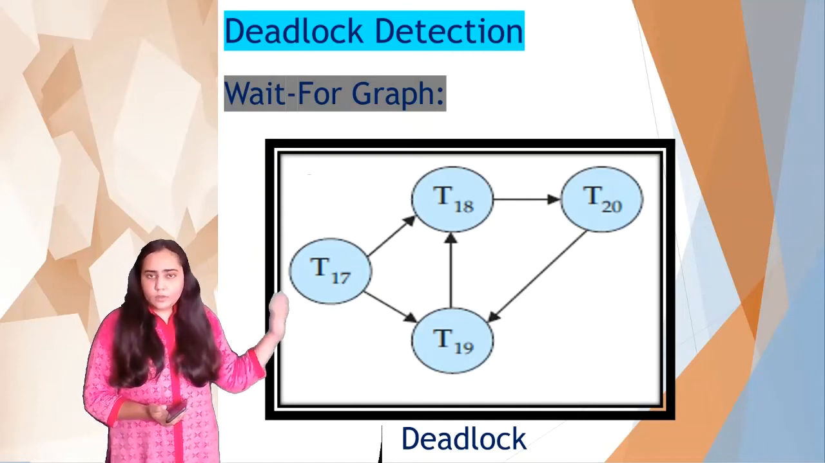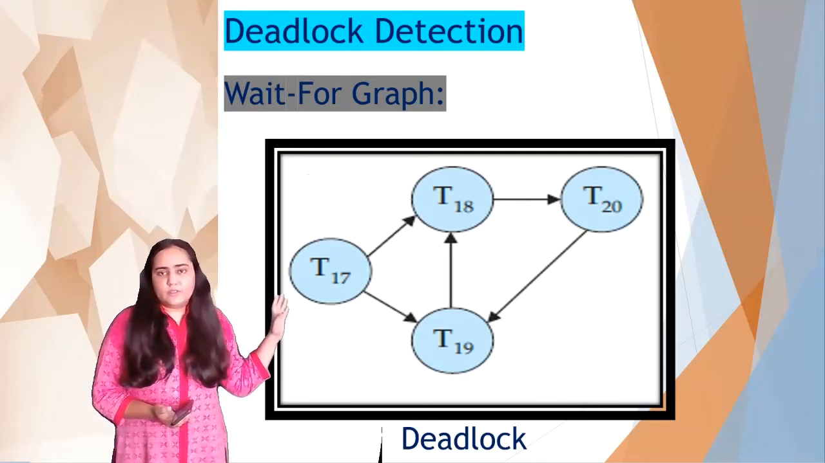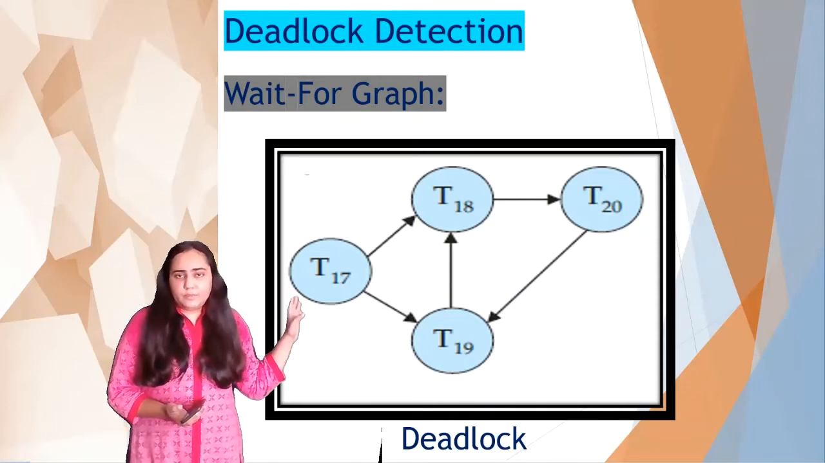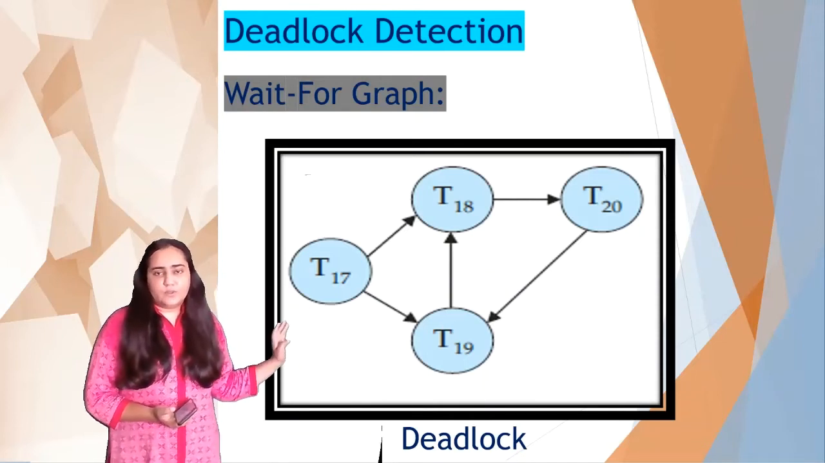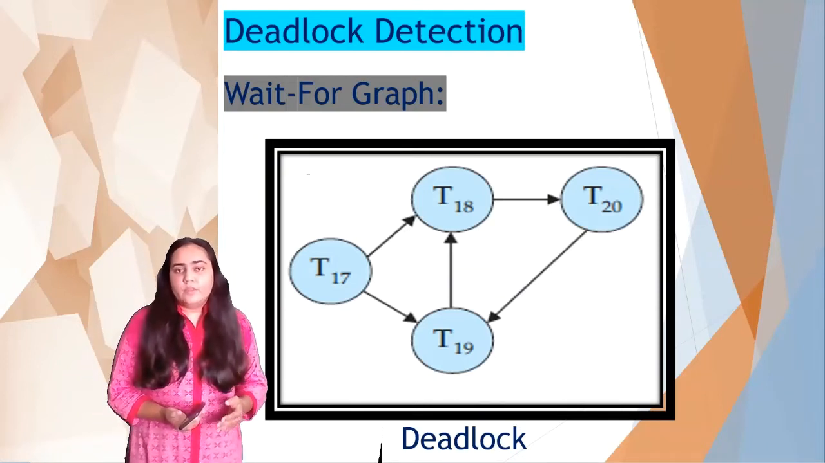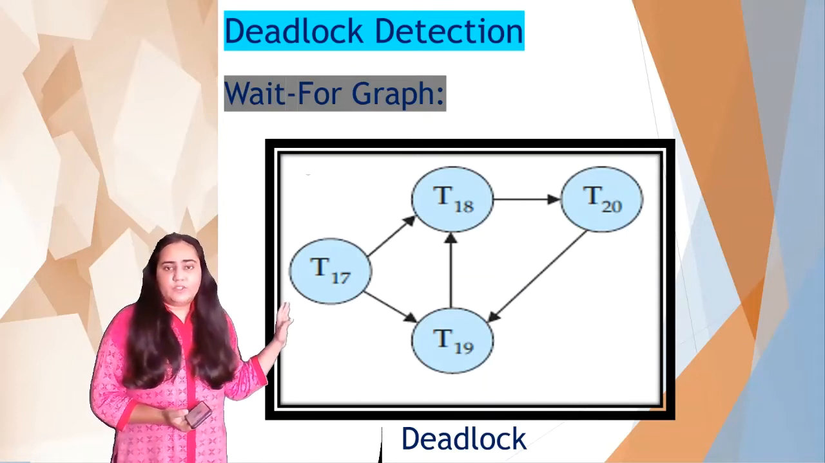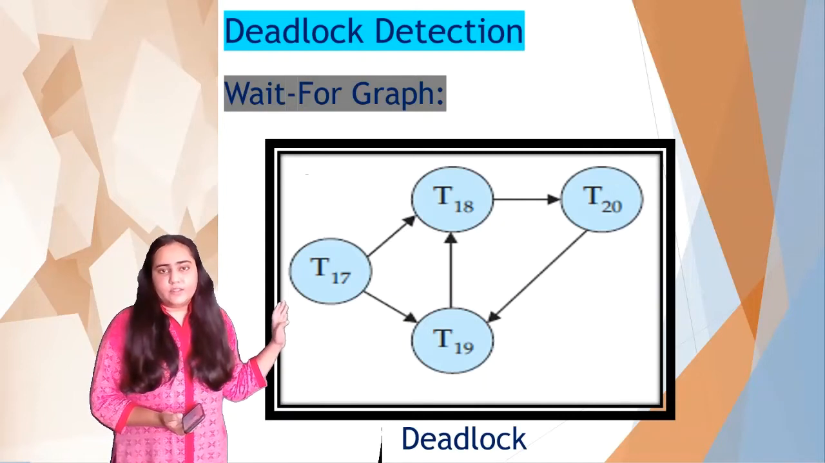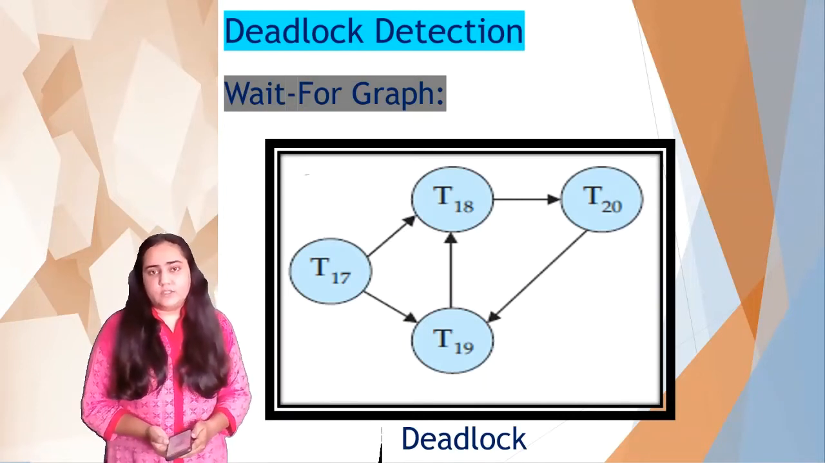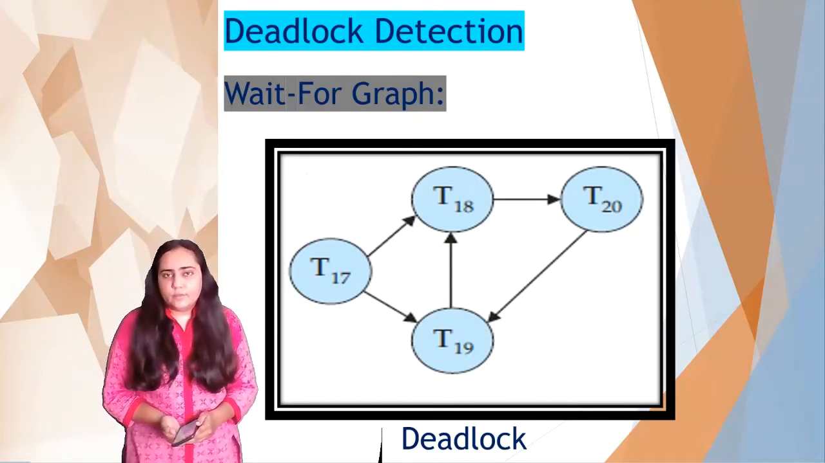So T18 will get the resources of T19, and because of that, T20 will get the resources of T19, and because of that, T20 will be able to finish its execution. And once T20 is over, T18 can get the resources from T20, and so T18 can also finish its execution. So this is how you can resolve a deadlock.